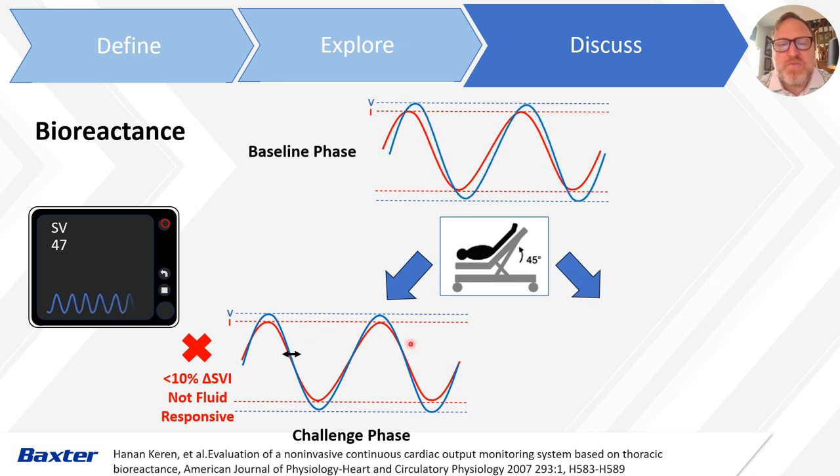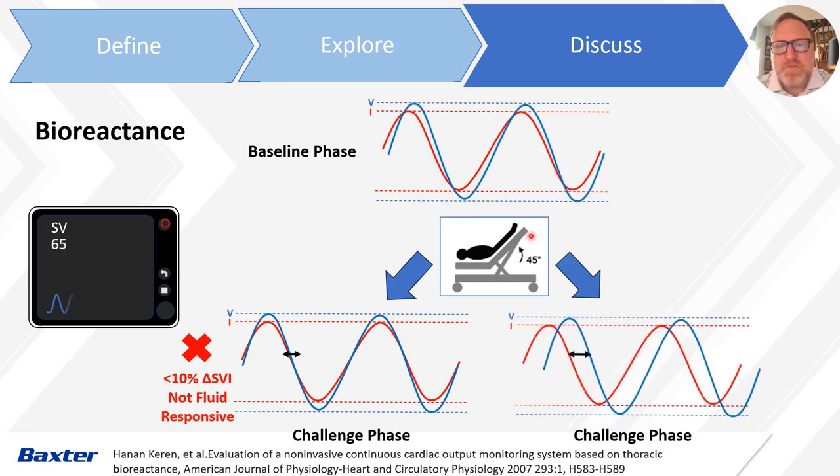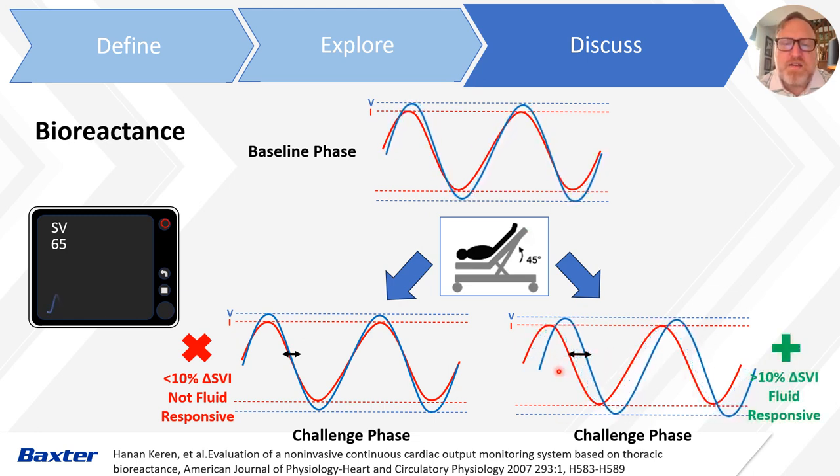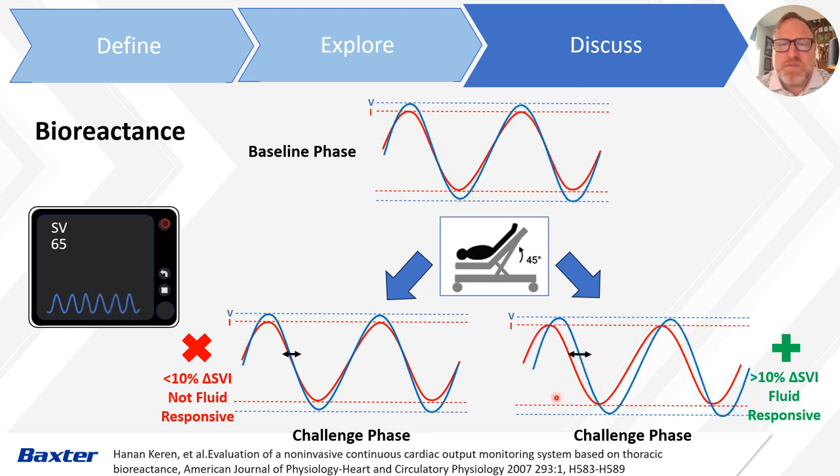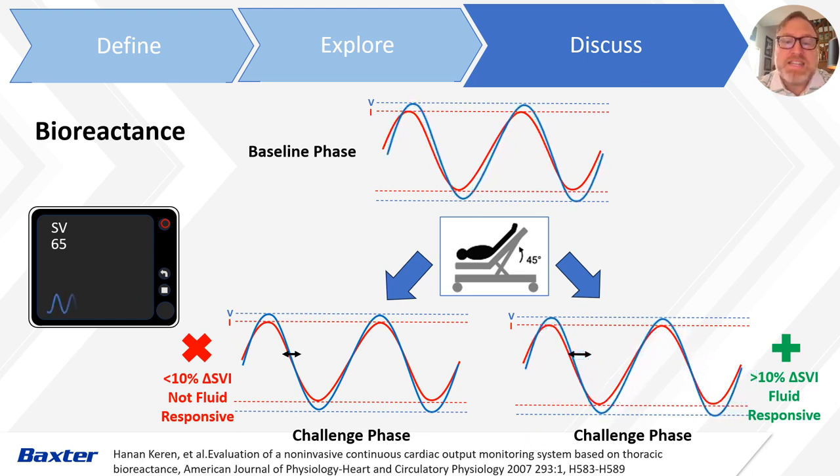Likely this patient would go for pressors. On the right side, this patient has quite a large phase shift. So this would be a patient who was likely fluid responsive, and we can probably be pretty safe to give this patient fluid if fluid is needed or warranted.